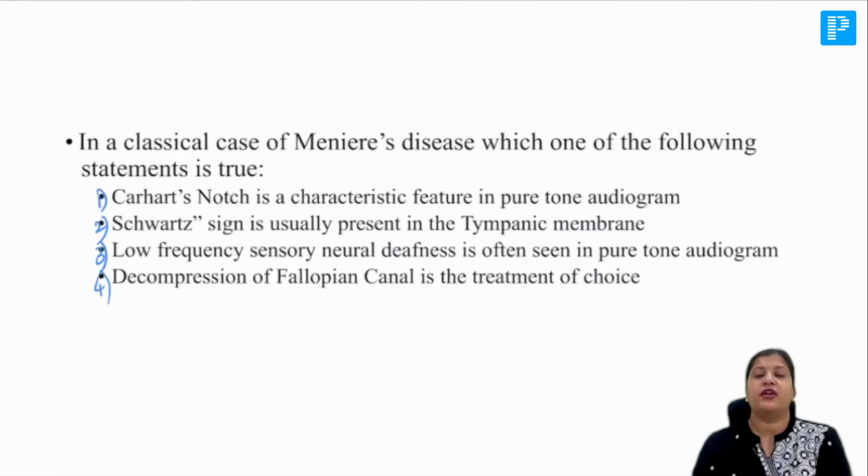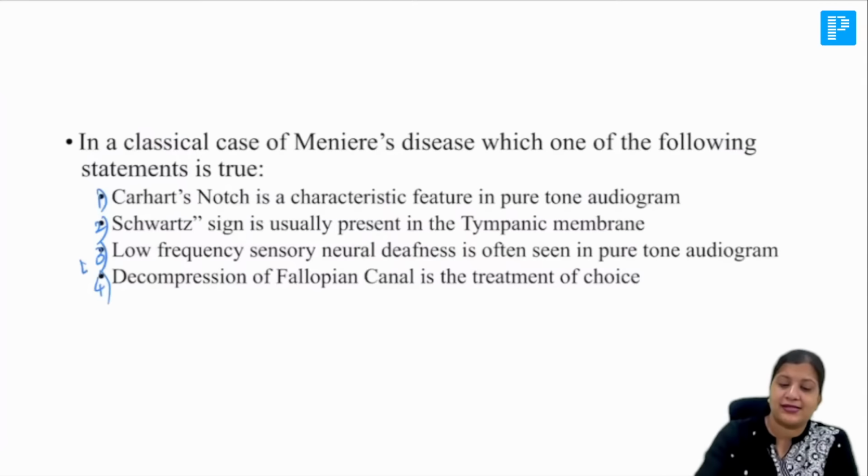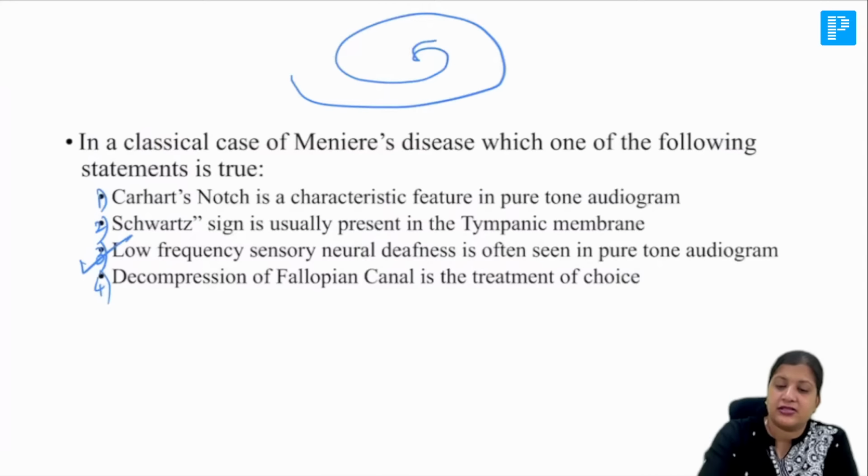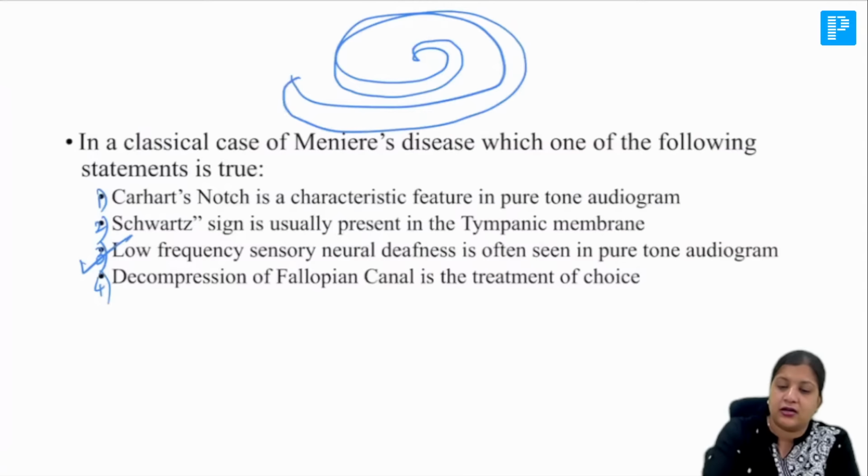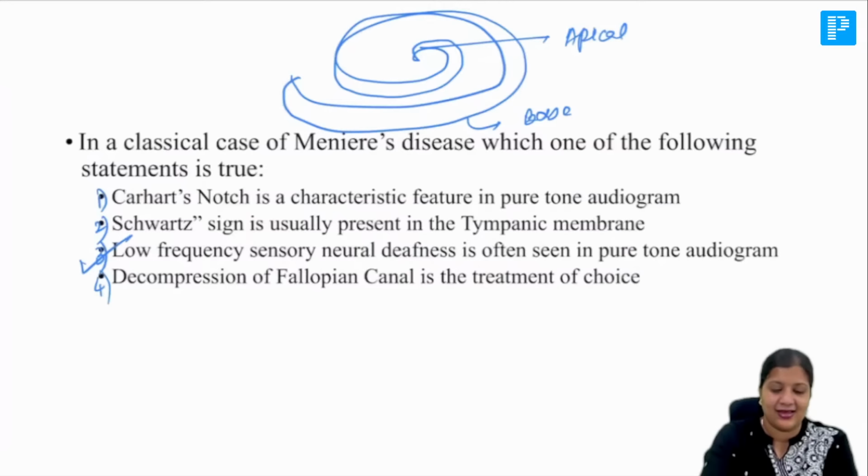Whenever we talk of Meniere's disease, characteristically, we'll see that there is a low frequency sensory neural hearing loss. Why low frequency hearing loss? If we see the inner ear, which is the narrowest turn of cochlea, is the basal turn narrowest or the apical turn narrowest? Of course, the apical turn is narrow.